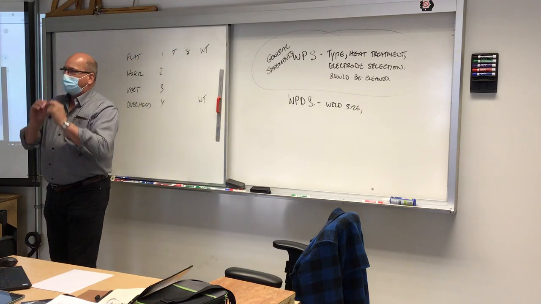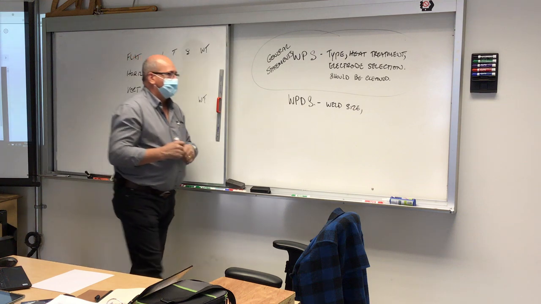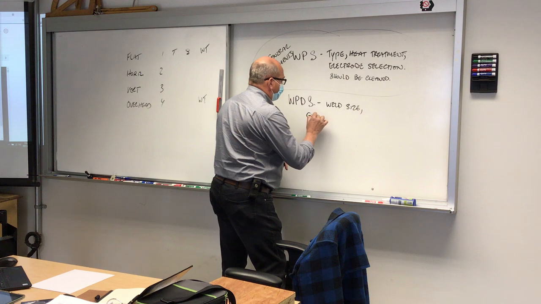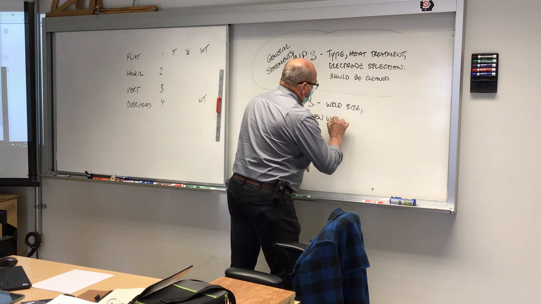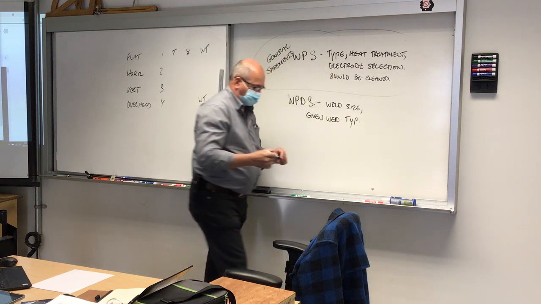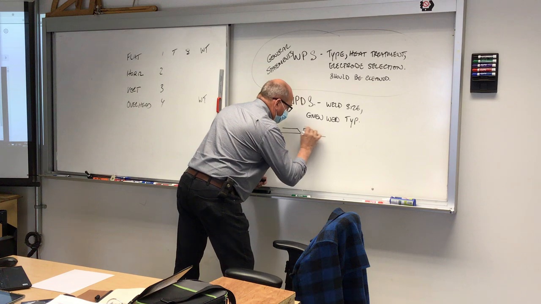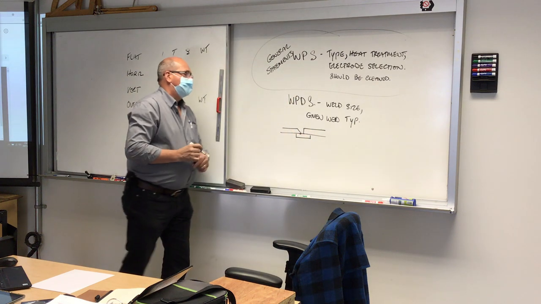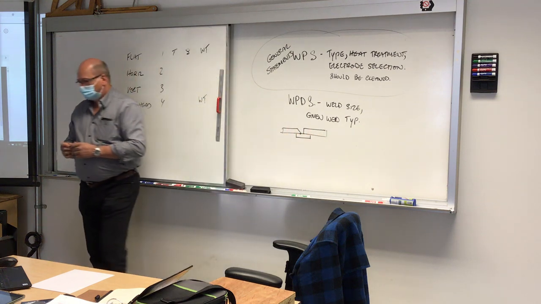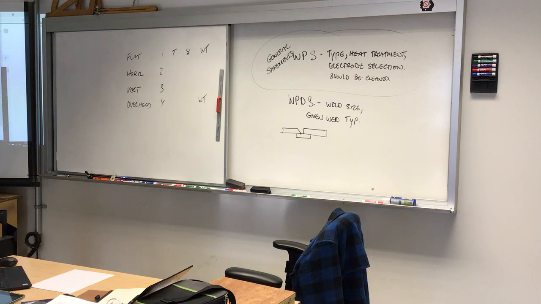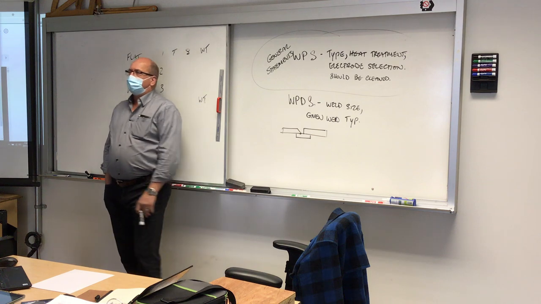WPDS, on the other hand, is very, very detailed. So a WPDS starts to talk about a given weld type. So, if I am to weld this weld, what is that kind of weld? Butt weld? It is a type of butt weld. Oh, groove weld. It's a single bevel groove weld with backing. So if it is a single bevel groove weld with backing, what are the kinds of things that you'd want nailed down?